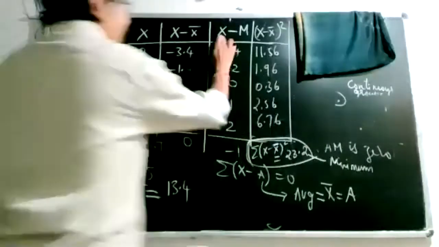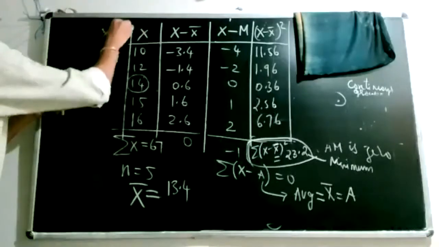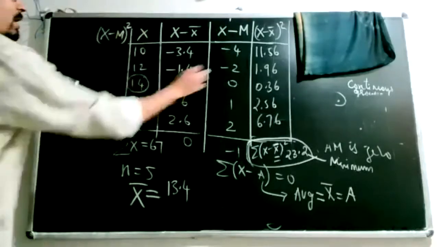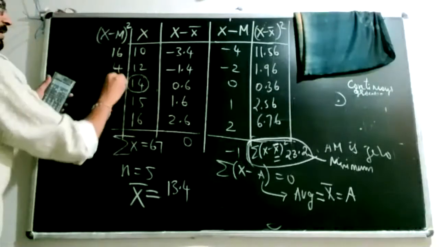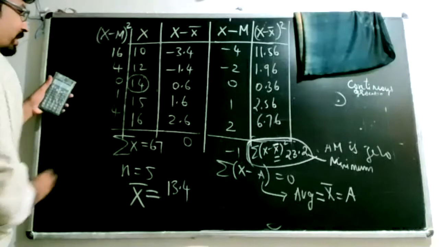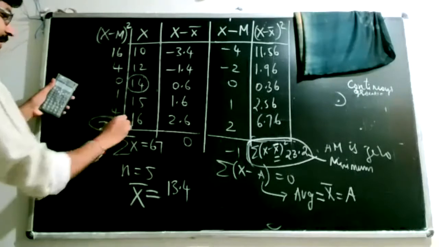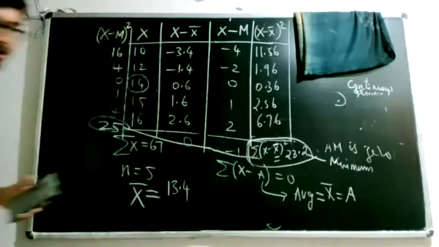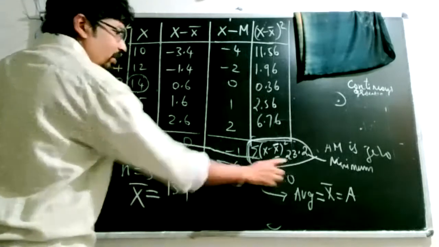And I readily have the values of x minus m here. So I'll see what happens to x minus m whole square. So I have minus 4 whole square, which is 16, 2 square, which is 4, 1 square, which is 1, and 4. So if you look into the total is coming to 25. So if we just compare the values now, minimum number is 23.2 of these two.